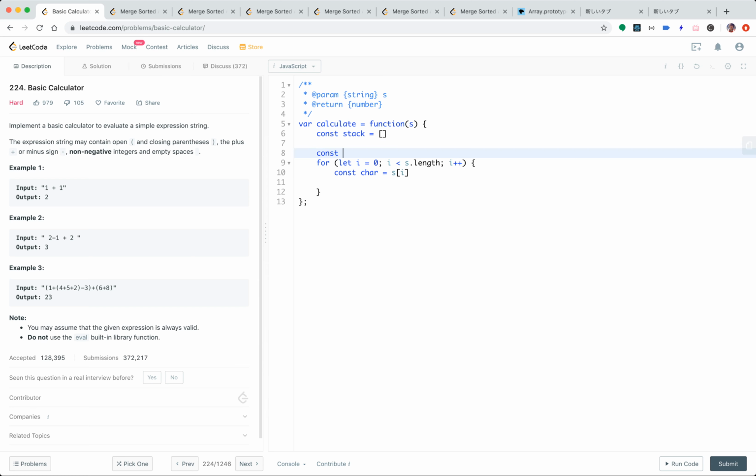We create, we don't create. So if character equals parenthesis, we'll just stack push character. It's done.